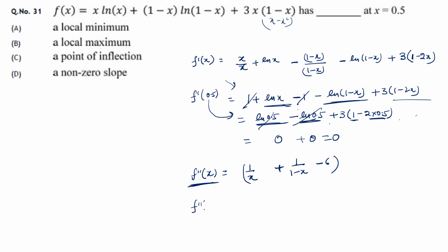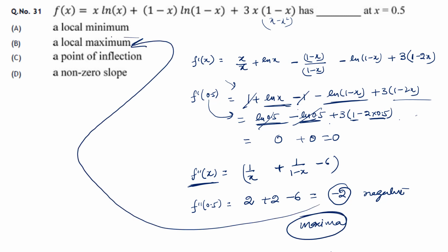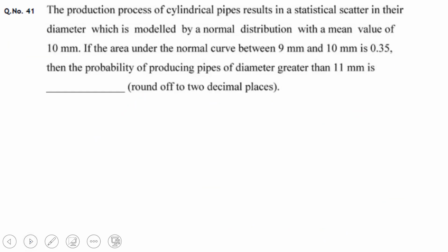So f double dash 0.5 will be here like 2 plus 2 minus 6, so it will be minus 2, so it is a negative. So negative, that means it will have maxima, right? So it will be a local maximum, right guys? Okay, let us move to next question.